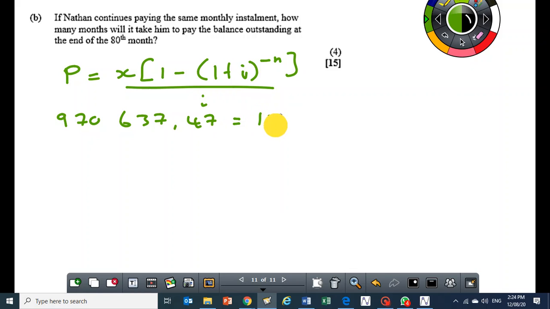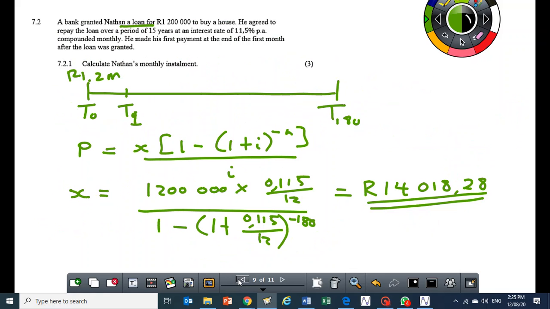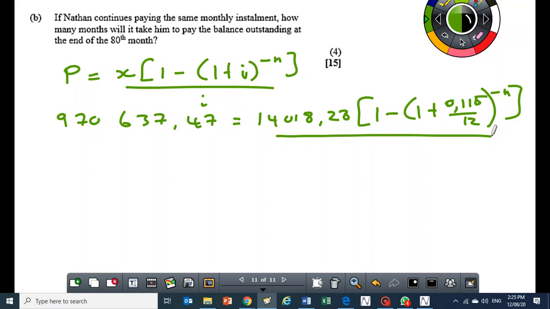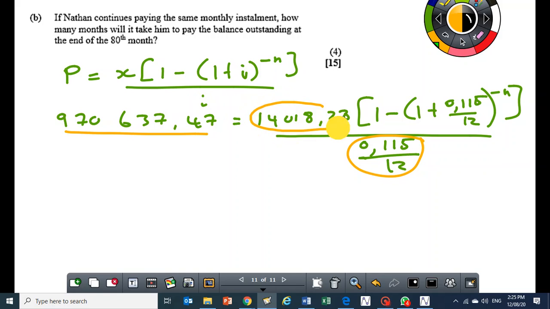This will equal the monthly payment, which is 14,018.28, times 1 minus (1 plus 0.115 over 12) all raised to the power of minus n, all over 0.115 over 12. So Tasha, can you just do this calculation for me? Multiply this by that. Whatever answer you get, you divide it by that.